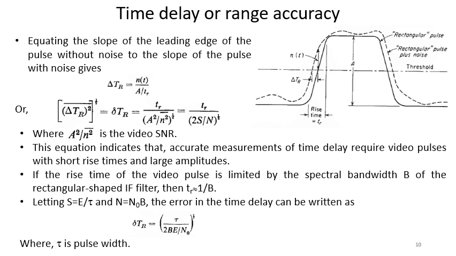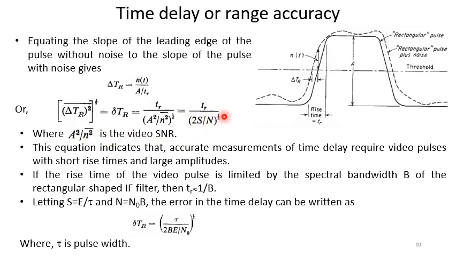Equating the slope of the leading edge of the pulse without noise to the slope of the pulse with noise gives us delta TR equal to NT by A by TR, or delta TR square bar whole to the power half, equal to the error delta TR, equal to TR by A square by N square bar whole to the power half, that is equal to TR by twice S by N whole to the power half, where A square by N square bar is the video SNR.